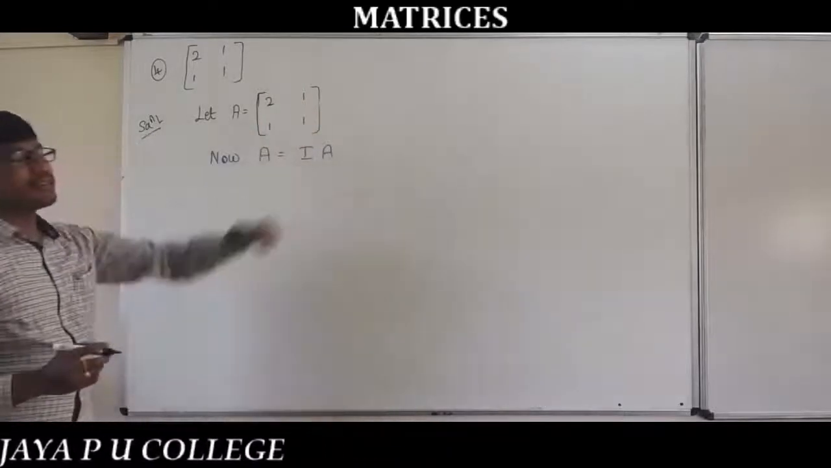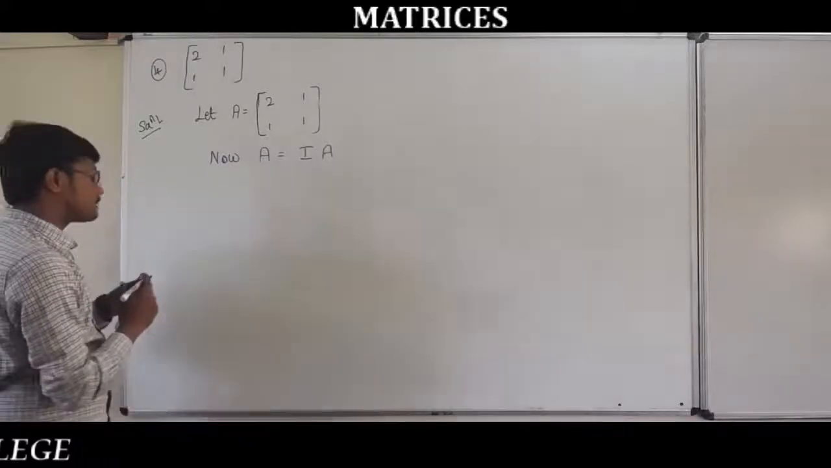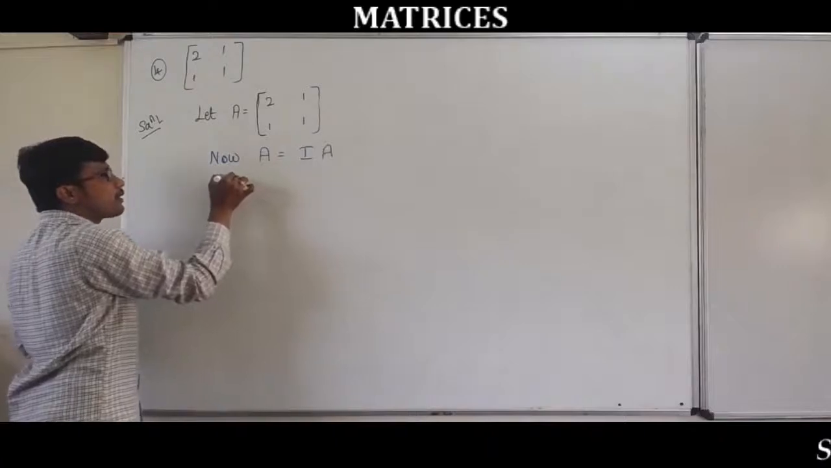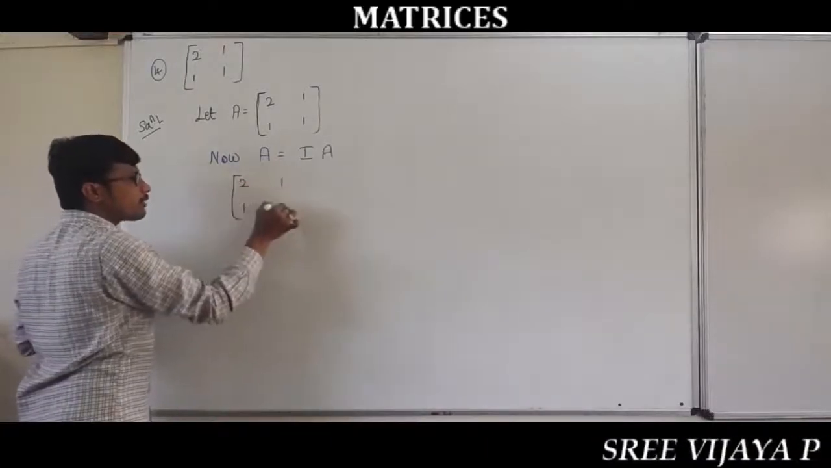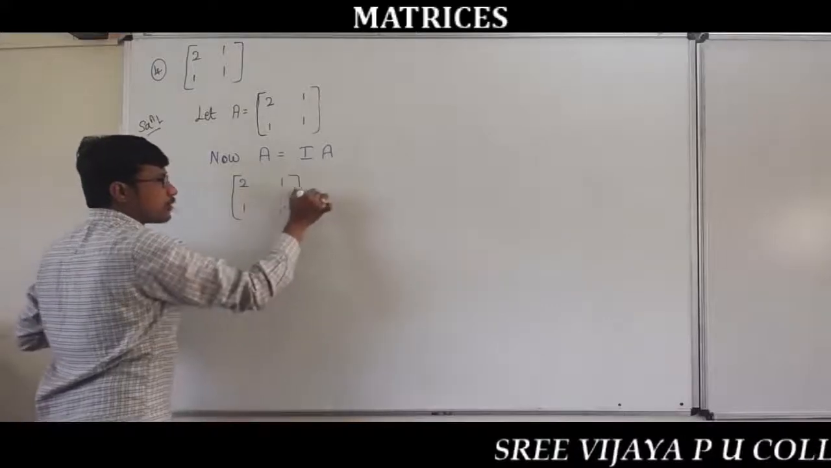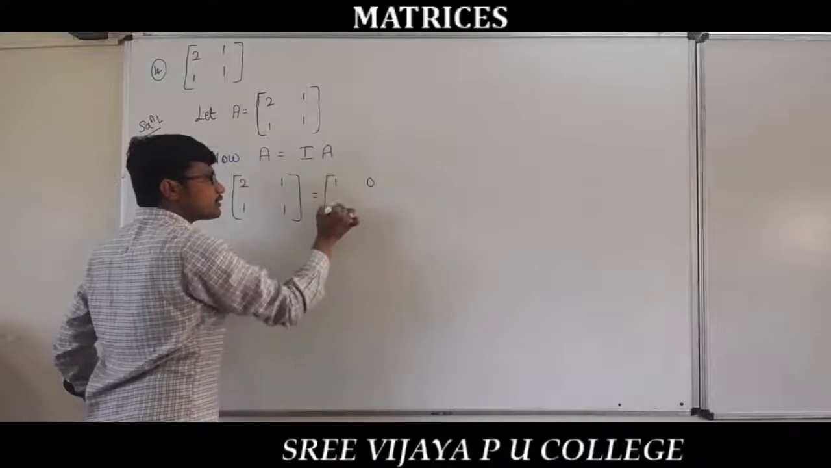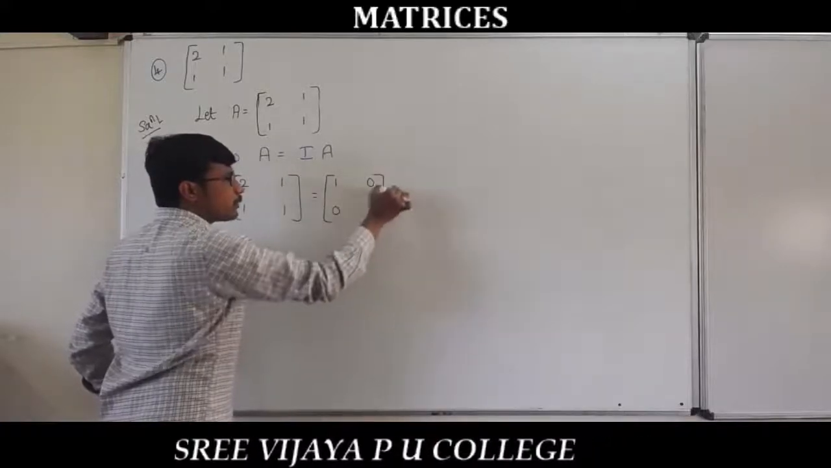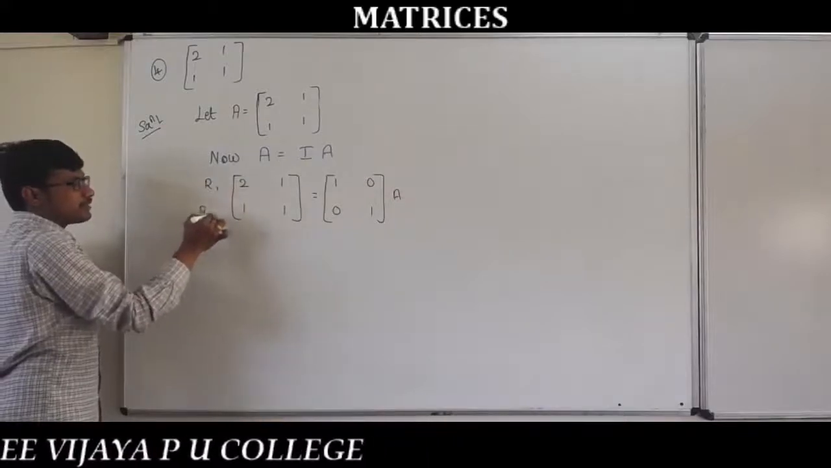Now you write A equals I into A, because you are applying the elementary row operation. So A is 2, 1, 1, 1, equals I, which is 1, 0, 0, 1, into A. So this is the first row and this is the second row.